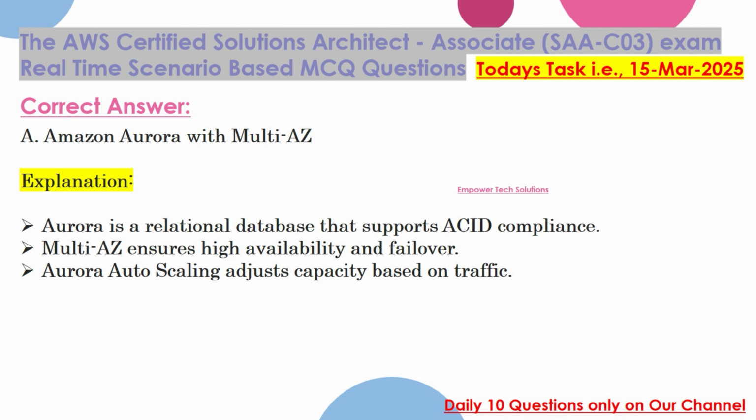Explanation: Aurora is a relational database that supports ACID compliance. Multi-AZ ensures high availability and failover. Aurora auto-scaling adjusts capacity based on traffic.